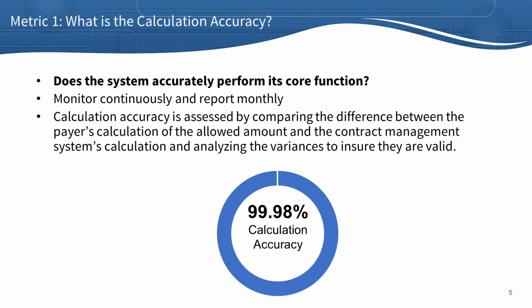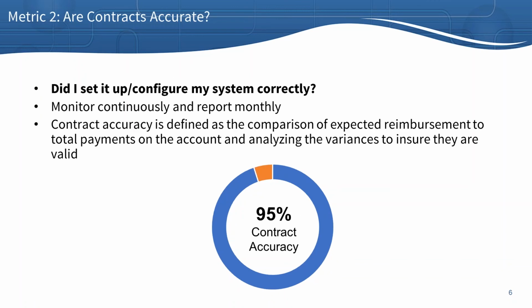Now that we know our system is accurate, assuming it's set up correctly, the next question becomes, is it set up correctly? So we have to have metrics around that. With PMMC, we really use two key metrics to assess whether we are set up correctly. The first of which is contract accuracy. Did I set up my contracts correctly or configure my system correctly?